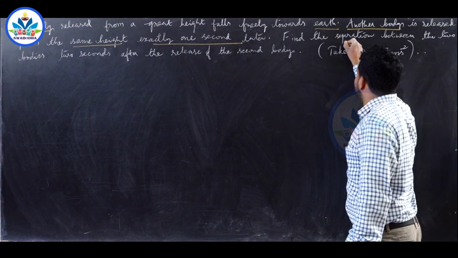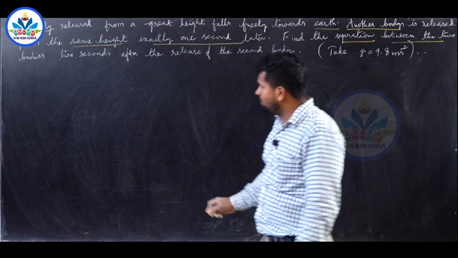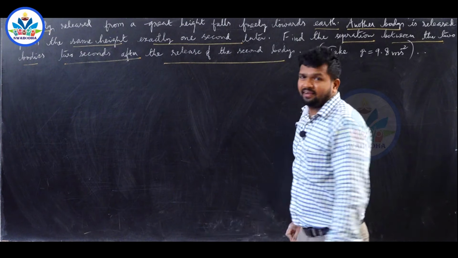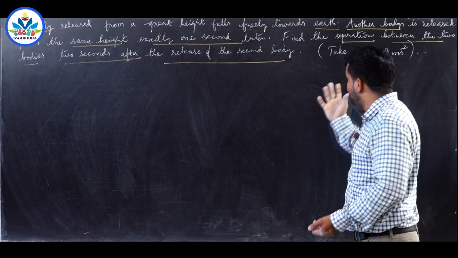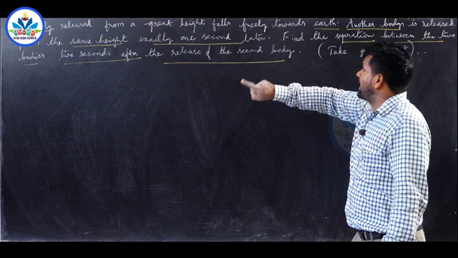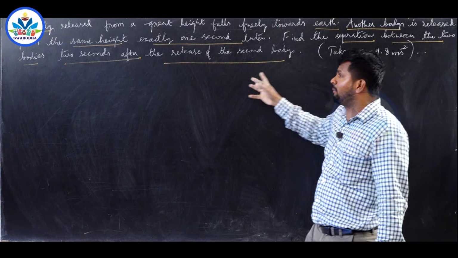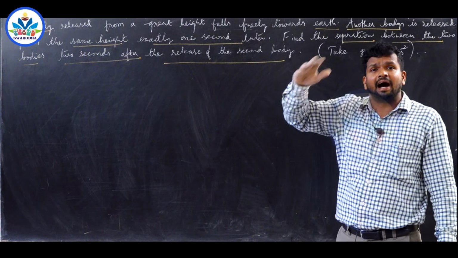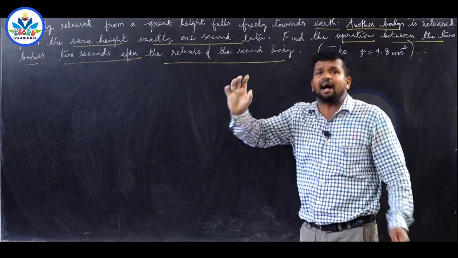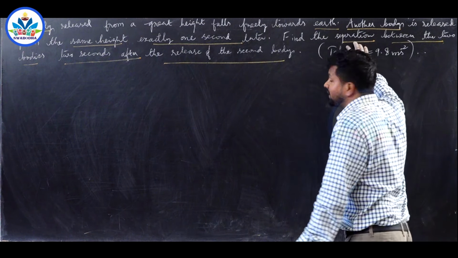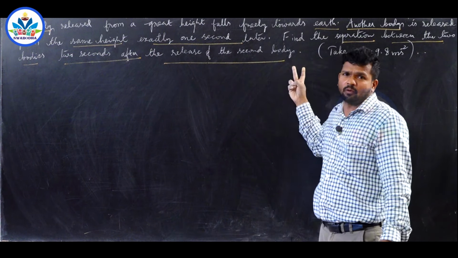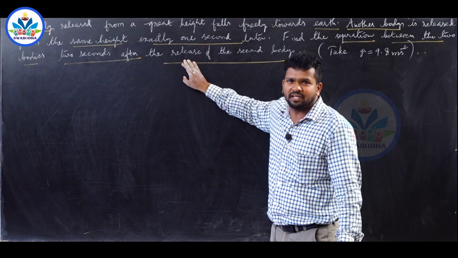Find the separation between the two bodies 2 seconds after the release of the second body. That is the same as 3 seconds after the release of the first body, because the second body is released after 1 second. First body is released, after 1 second, second body is released. You are supposed to calculate the separation between the two bodies 2 seconds after the release of the second body. What I mean to tell is, for the second body, you are going to take time t equal to 2 seconds.